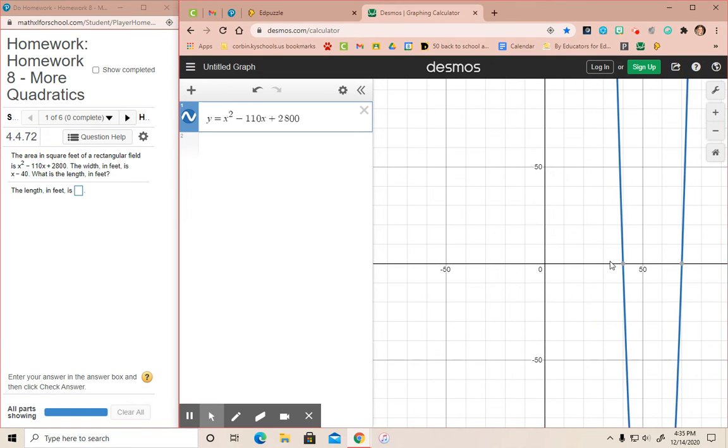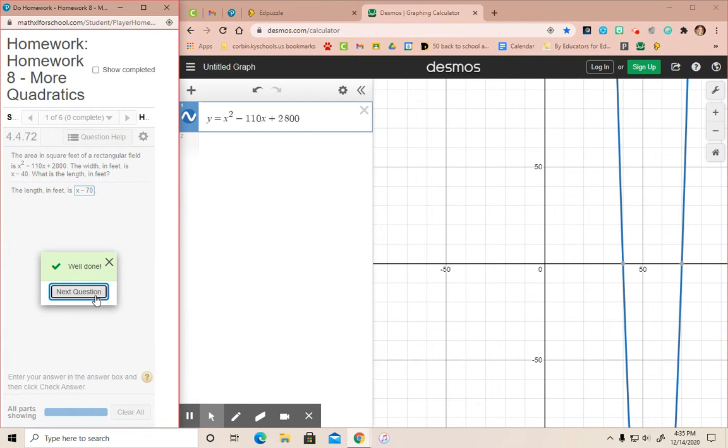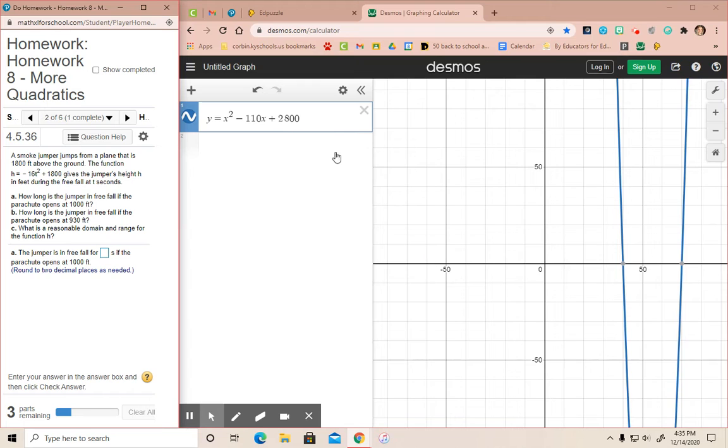So if you look at your intercepts, because we said that when we solve a quadratic, we're looking for those zeros, those x-intercepts, those roots, all right? So here they are on the graph. Here's 40. It said our width is x minus 40, so that takes care of one of them. The other one is 70. So our length in feet would be x minus 70. Okay, so we just did it with the graph.